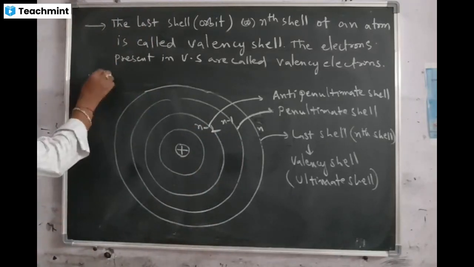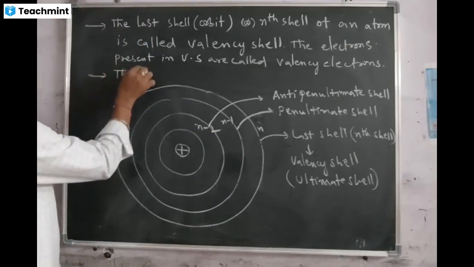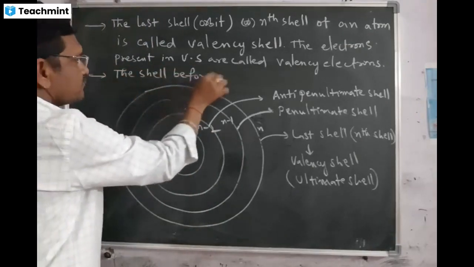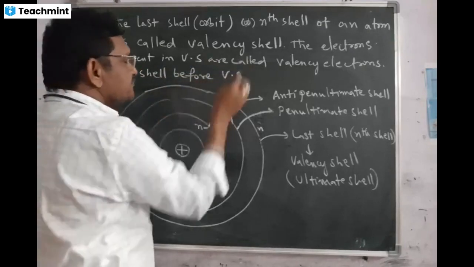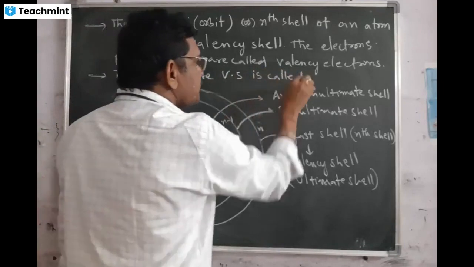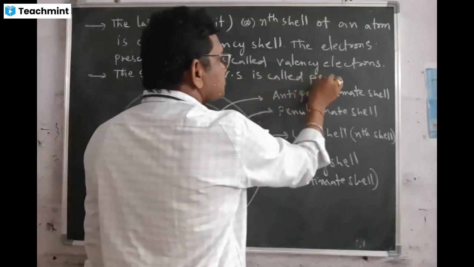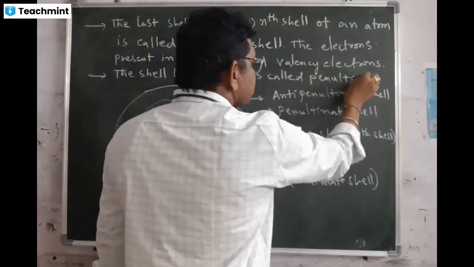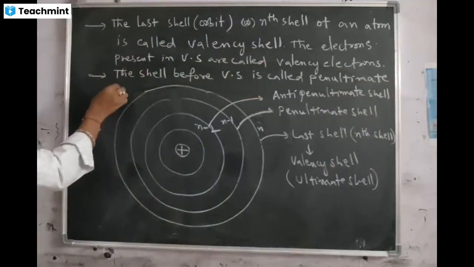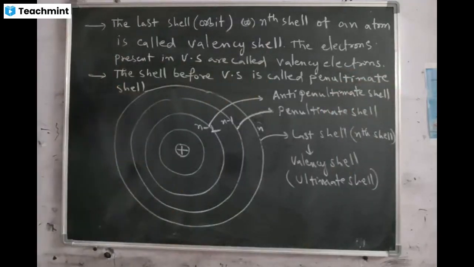Then next point, you write down: the cell before valence cell, VS meaning valence cell, is called penultimate cell.